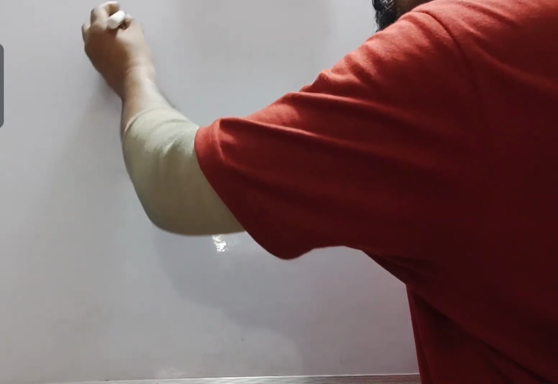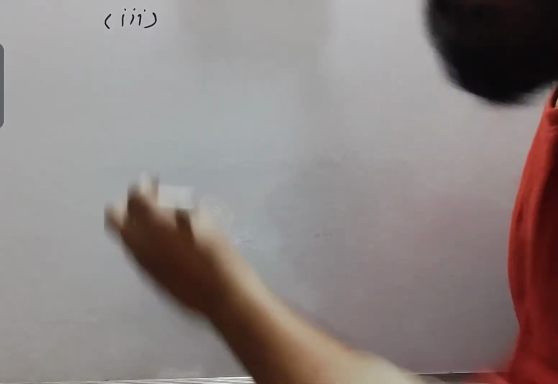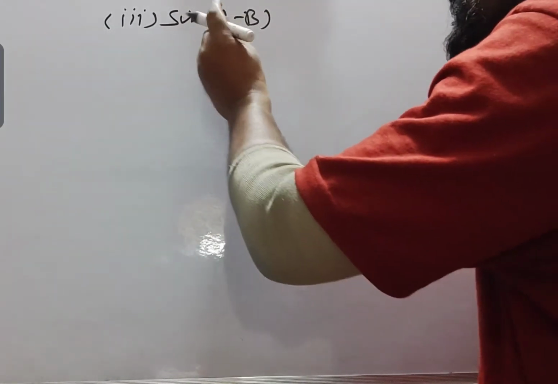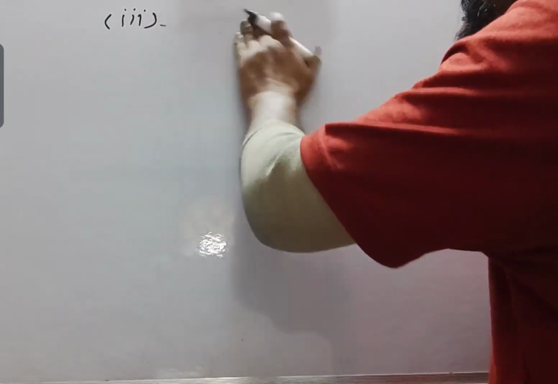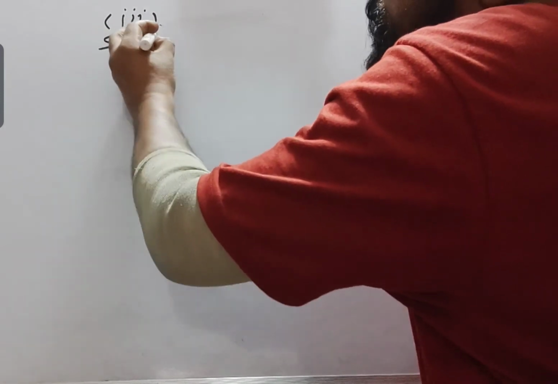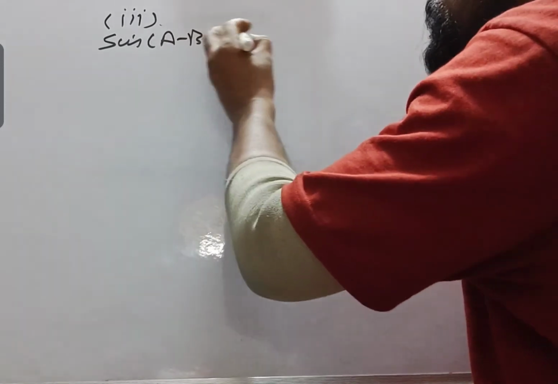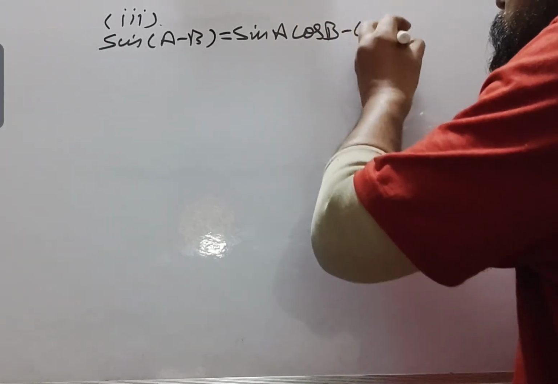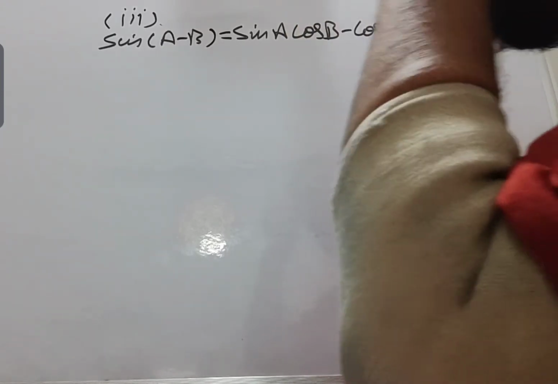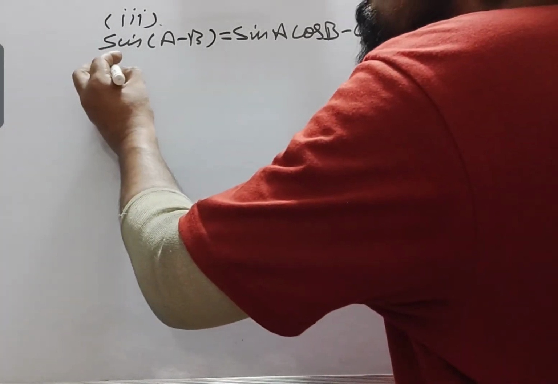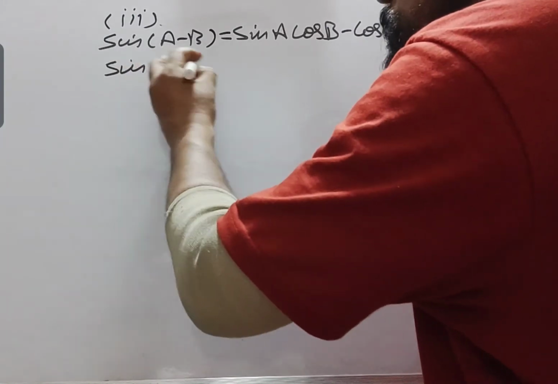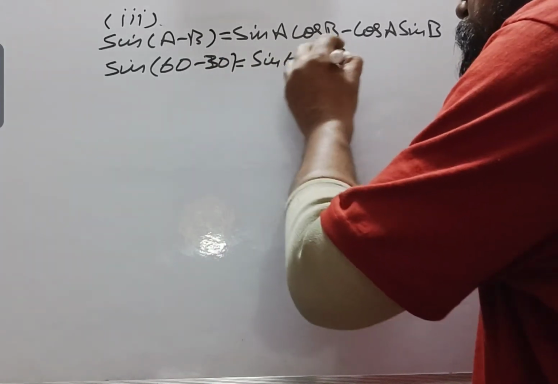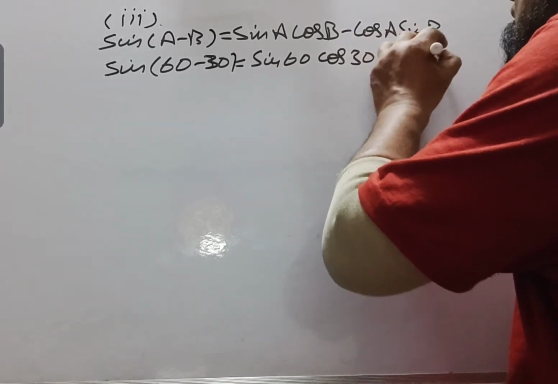Now we have the third part of this question, sin(A - B). Sin(A - B) is equal to sin A cos B minus cos A sin B. So we have sin(60 - 30) is equal to sin 60 cos 30 minus cos 60 sin 30.